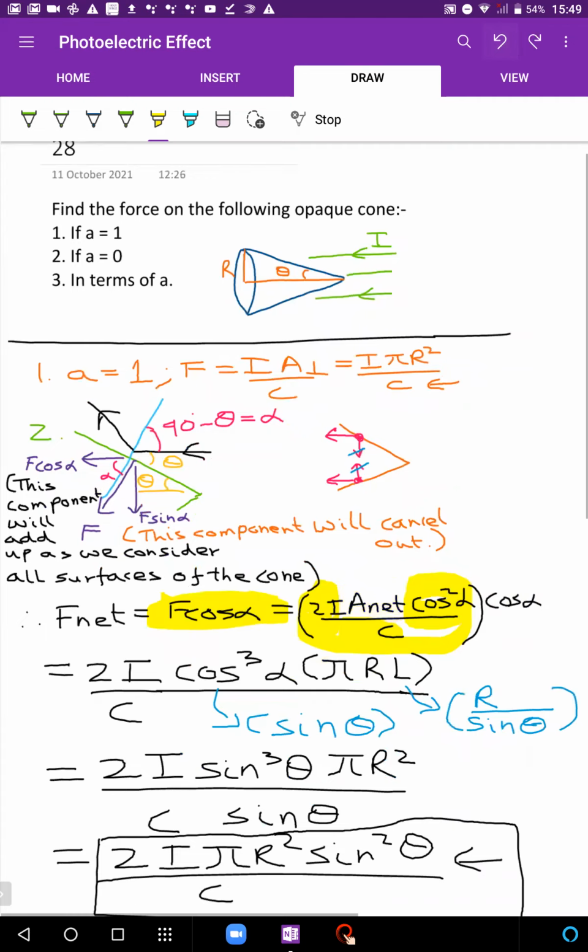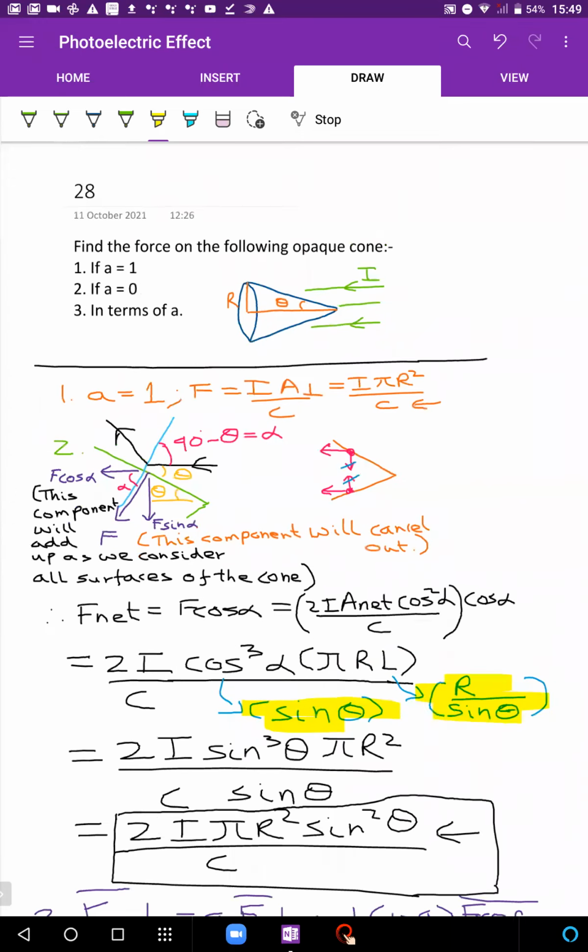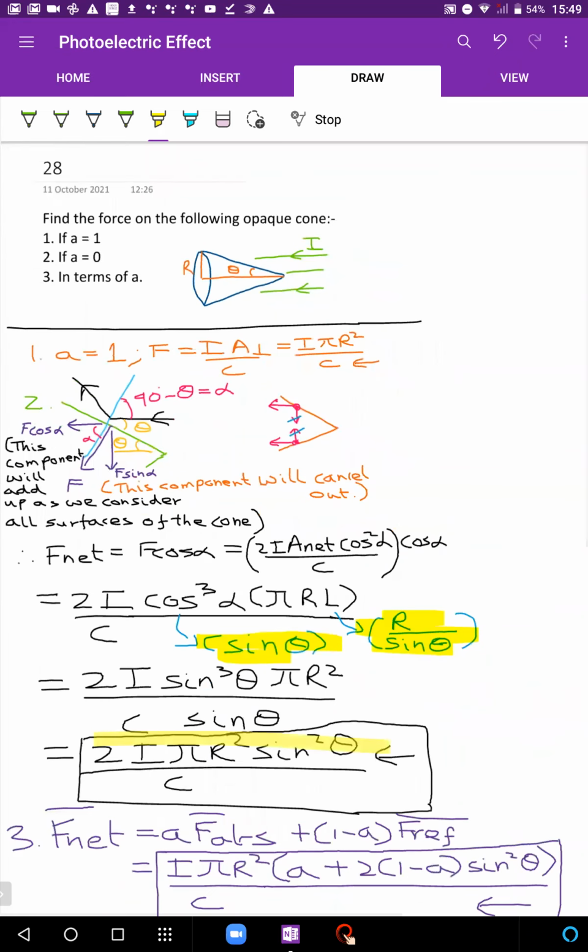इसमें मैंने फिर आंसर को area of the cone को pi r L लिखा, and then I just tried to write it in terms of variables already given. L was r by sin theta. Cos alpha is sin theta because alpha is 90 minus theta. इसको simplify करके ये आंसर आ गया.